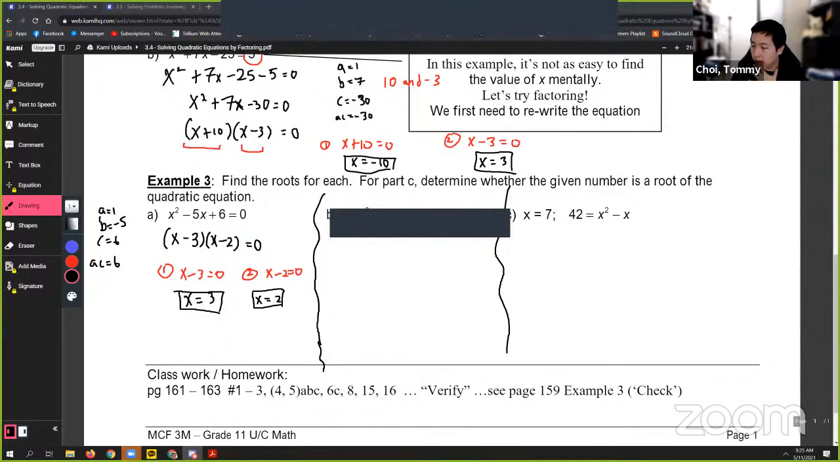You should be finishing off your factoring now. Just give you a little bit more time.